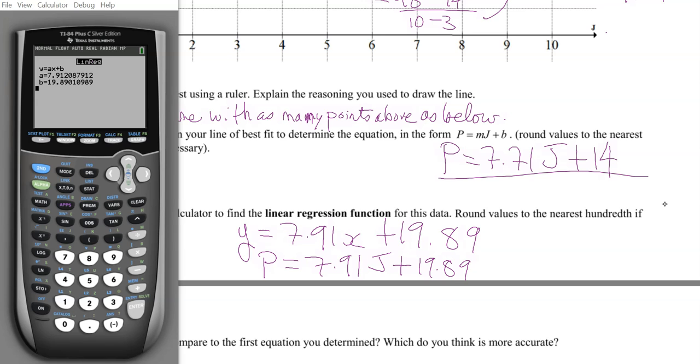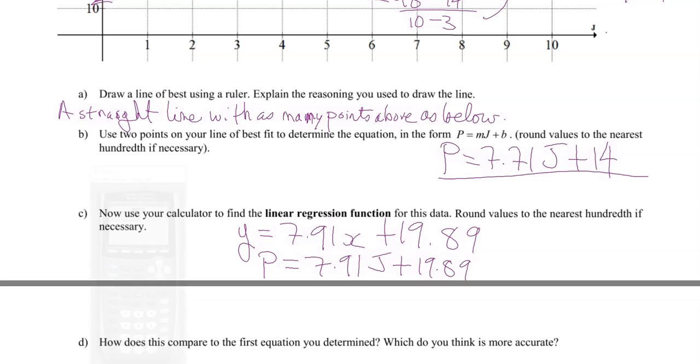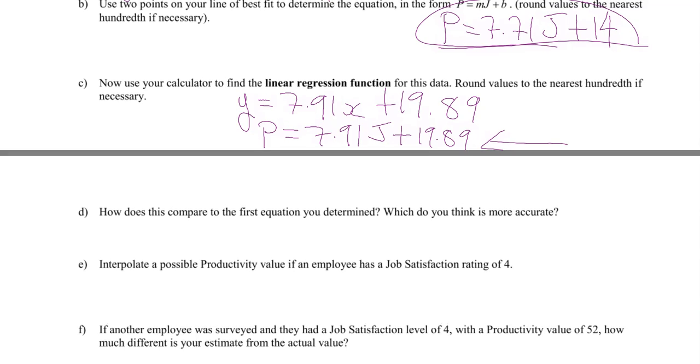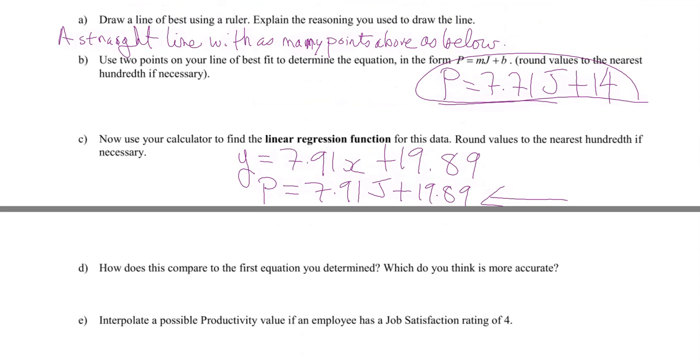And this is the one that I came up with by using the line of best fit that I drew. So what do you think is more accurate? The one I came up with, or you came up with, or the one the calculator came up with? Yeah, so the calculator one. How does this compare? They're not far off. This said 7.71, this is 7.91. This is 14, it's closer to 20, so that's a little bit further off. So the calculator will be more accurate.